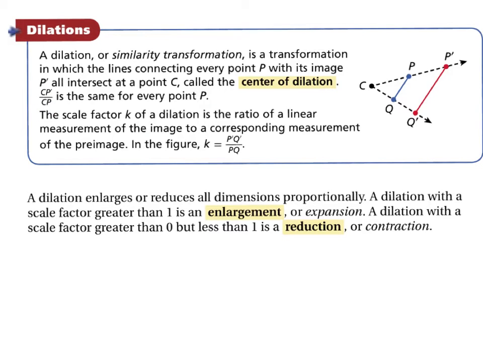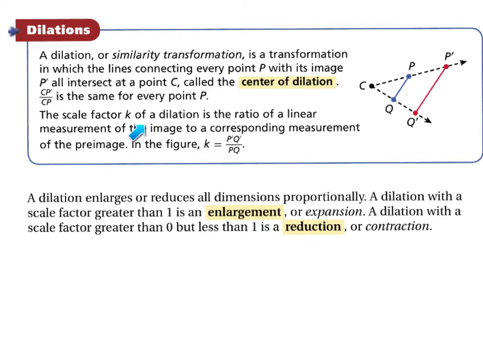That's the ratio. So if you took, for example, the picture here, the distance from C to P prime divided by the distance of C to P will be the same as C to Q prime divided by C to Q. Because if I would double this, let's say I multiply by a scale factor of 2, this distance divided by CP would be 2. The same thing would be true here. If I took CQ prime divided by CQ, it should also give me 2.